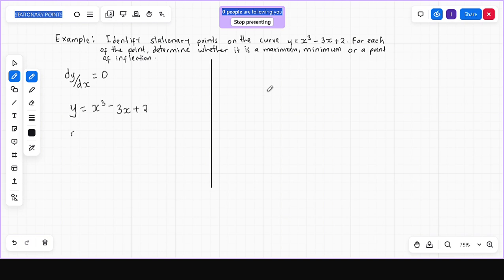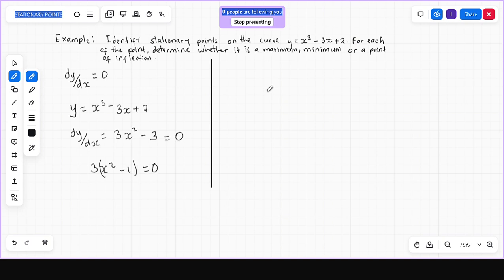Now, first derivative dy/dx is equal to, differentiating this part becomes 3x squared, the power reduces by 1, minus 3. So this we equate to 0 because it is the stationary point that we are trying to determine. Now 3x squared minus 3 is equal to 0. So factoring out 3 here, 3 is common, 3 into bracket x squared minus 1 is equivalent to 0.